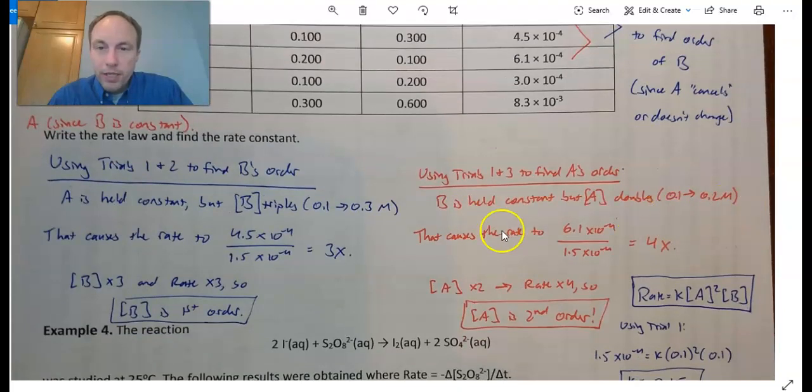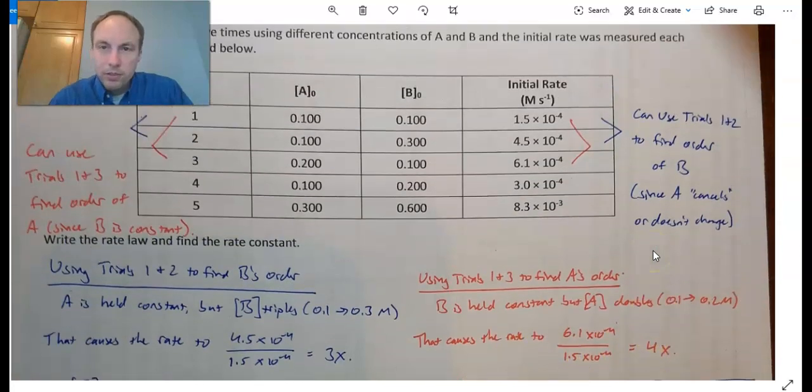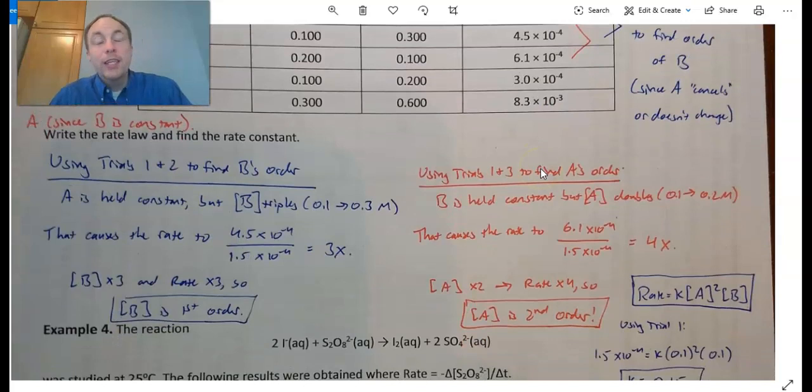We doubled the amount of A, and that made the rate go up by 4 times, again just comparing the two rates in trials 1 and 3. Anytime you change the concentration and the rate changes by the square of it, that's going to be second order. So boom, we have it second order in A, and now we're ready to write the whole rate law as the rate equals k times [A] squared, right there, times [B] to the first. A little bit more work, twice as much I guess, but still the same idea.